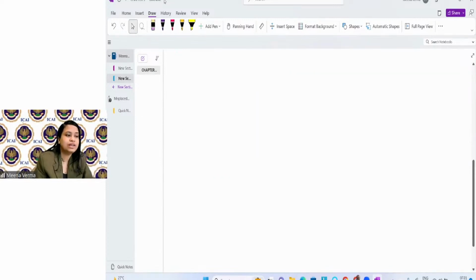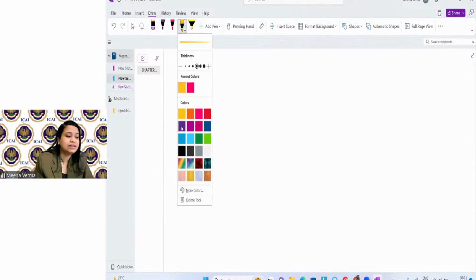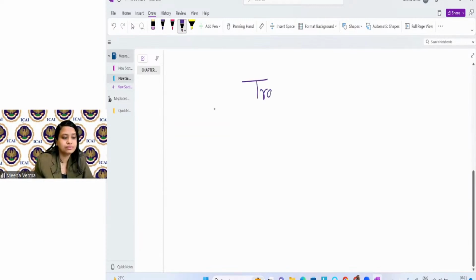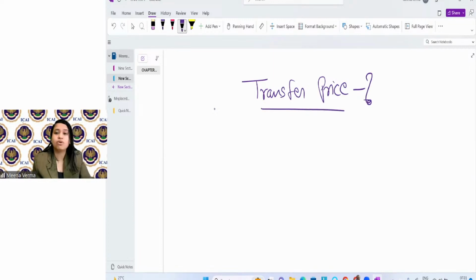So the first point is, what is transfer pricing? What is transfer price? What is transfer pricing? And how will we use it?